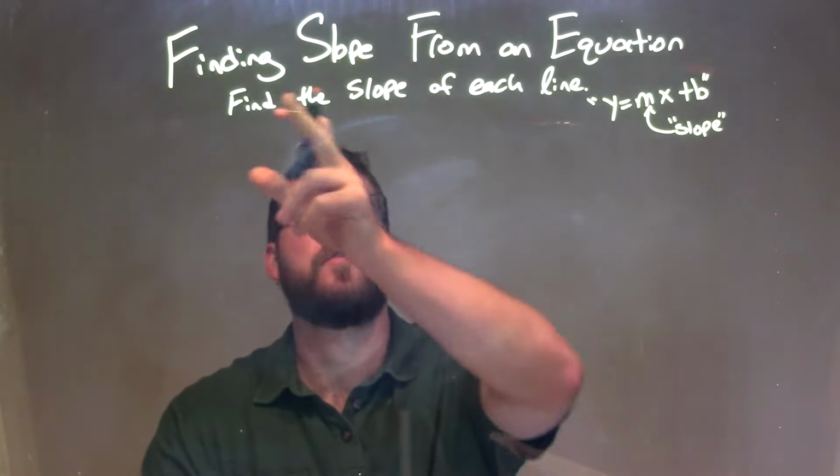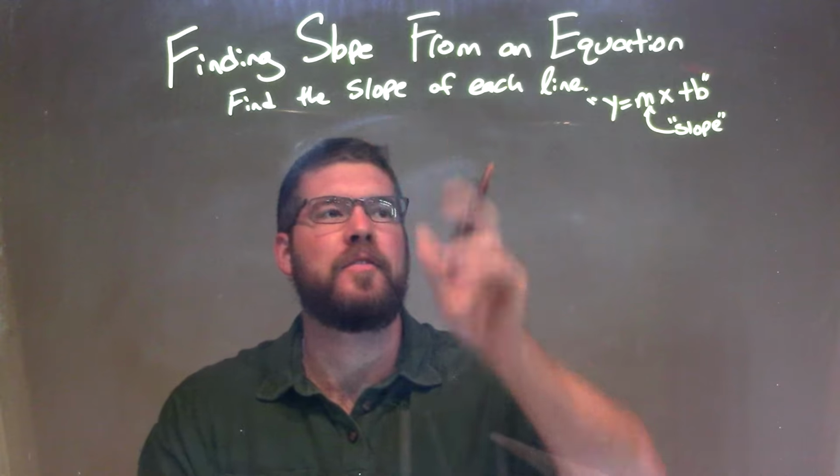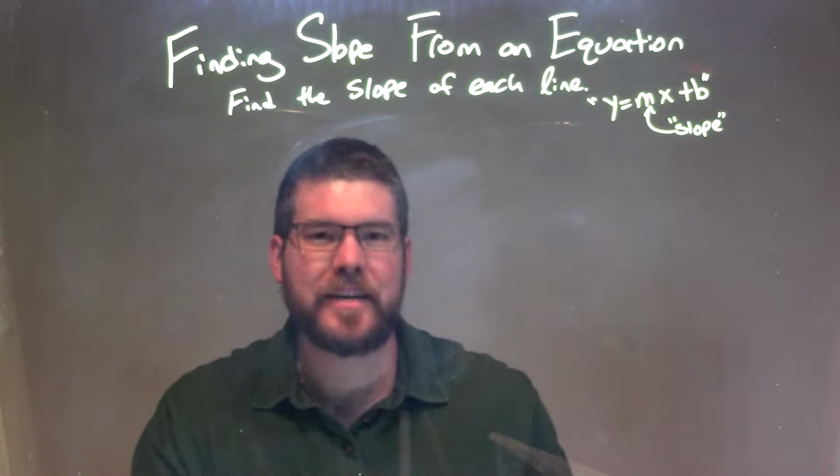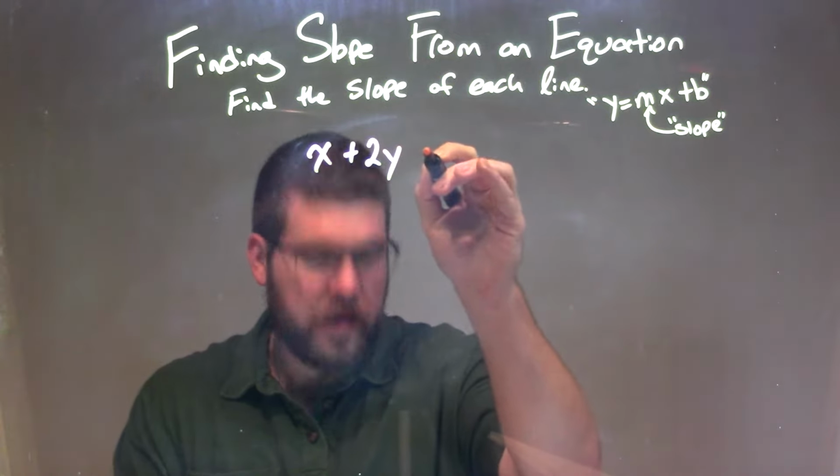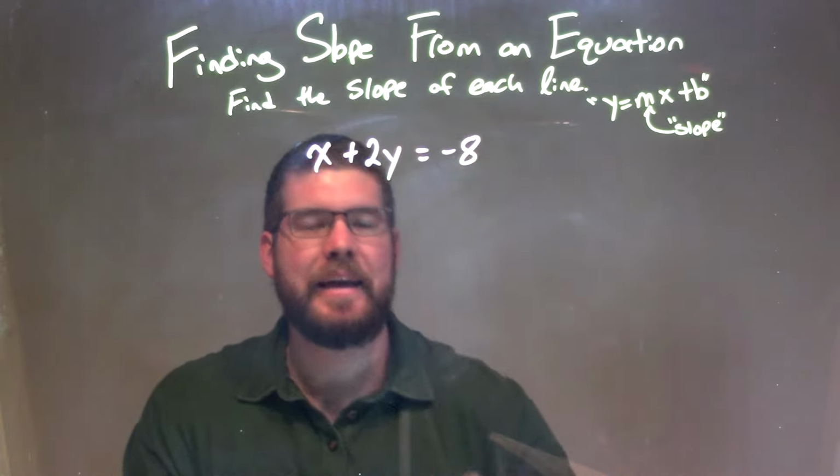And today we're going to learn about finding slope from an equation. We're going to find the slope of each line. So if I was given this equation, x plus 2y is equal to negative 8.